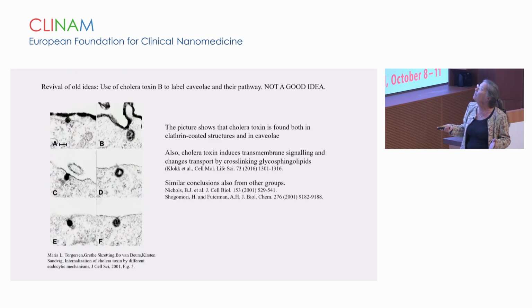There is a revival of old ideas. People have suggested to use cholera toxin B to label caveolae and their pathway. I don't think that's a good idea at all, because cholera toxin is also taken up by other types of mechanisms, different types of endocytosis, and also it causes signaling and changes intracellular transport.